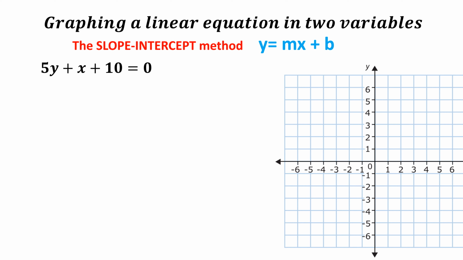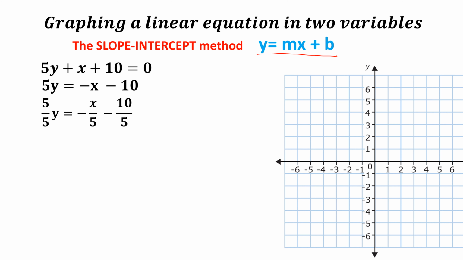Given an equation, 5y plus x plus 10 is equal to 0. As you have seen, it is not in its slope-intercept form. Thus, we are going to adjust it into this form. And since the y has a 5 as a numerical coefficient, we need to isolate it. So isolating it, we have to divide all terms by 5 on both sides.